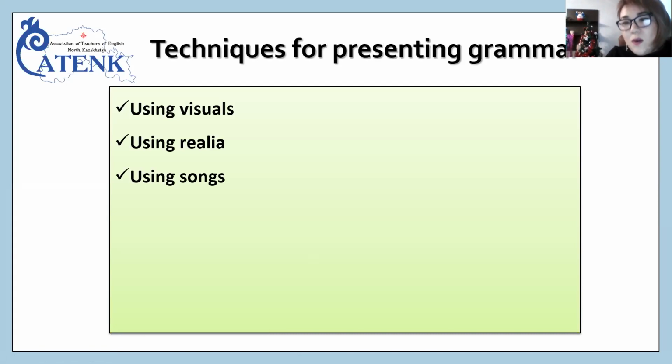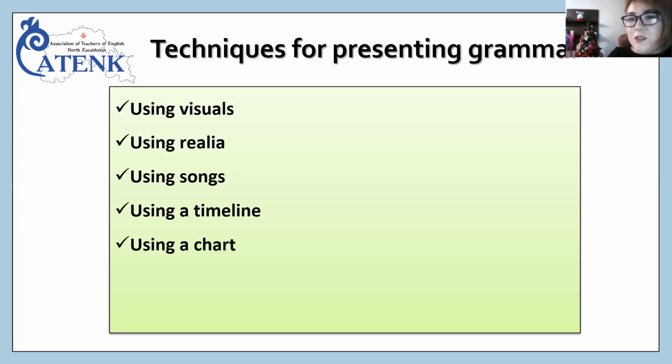Okay, so using songs also could be another great technique to present your grammar. Timeline, I'll show you a little bit later what timeline is. Using different charts or tables could also be good. Personalization, as we already mentioned, is something personalized, something about your learner.